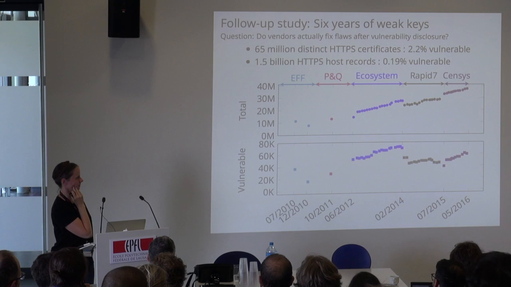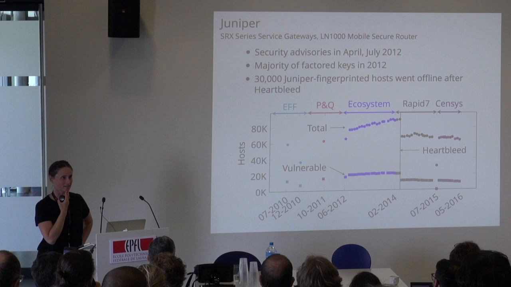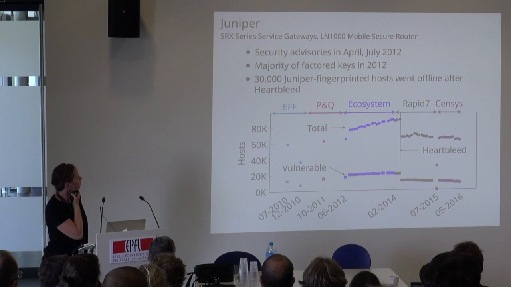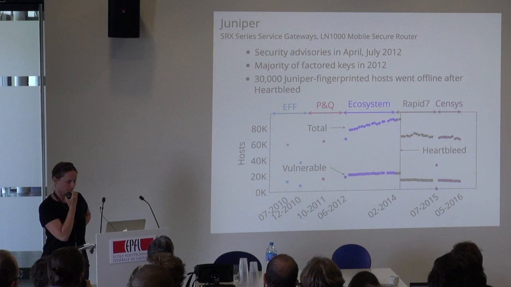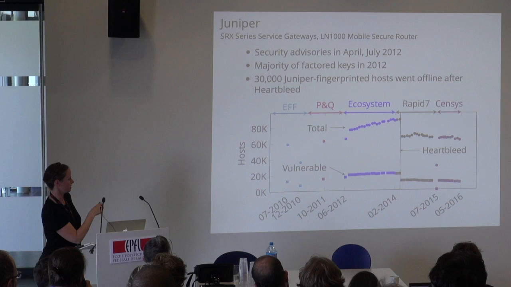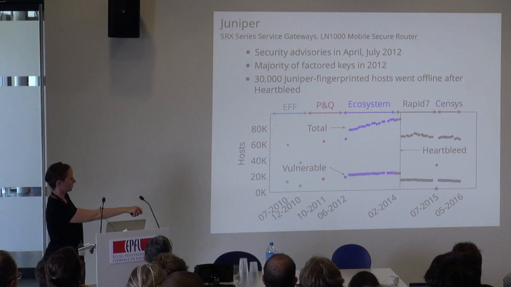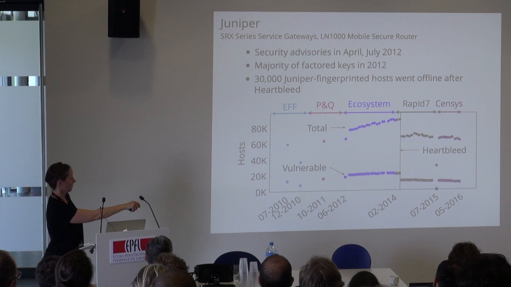It makes a lot more sense if you break these out using metadata and look at individual vendors who are vulnerable. So Juniper, they have these network security boxes that were vulnerable. They were the majority of factored keys in 2012 that we were able to compute. And if you look at the plot, this is the total number of hosts that have metadata that we can identify as what we believe are vulnerable versions, and then this is the number of vulnerable keys. This is not dropping, even though they claim they released security advisories and patches in this window here.